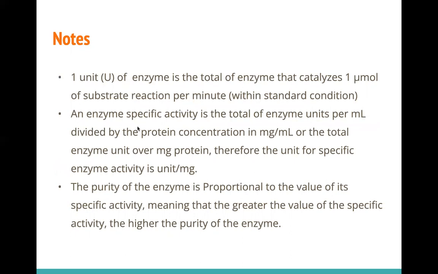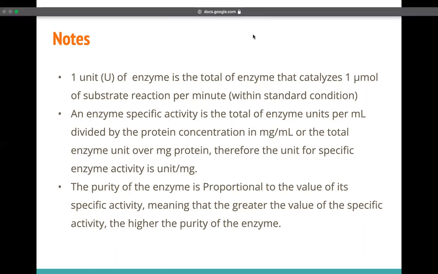So please make a note: 1 unit of enzyme is the amount of enzyme that catalyzes 1 micromole of substrate reaction per minute, and an enzyme's specific activity is the total enzyme units per milliliter divided by the protein concentration in milligram per milliliter, or the total enzyme units over milligram protein. Therefore, the unit for specific enzyme activity is units per milligram. And the purity of the enzyme is proportional to the value of its specific activity, meaning that the greater the specific activity, the higher the purity of the enzyme.